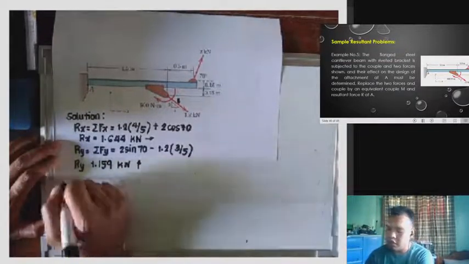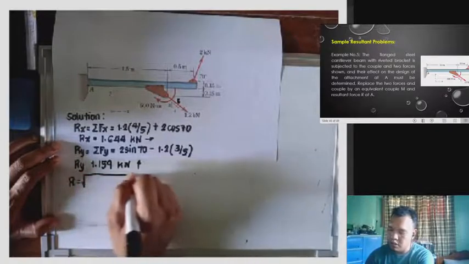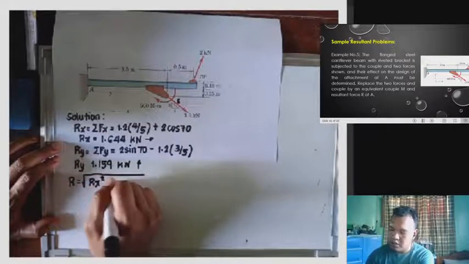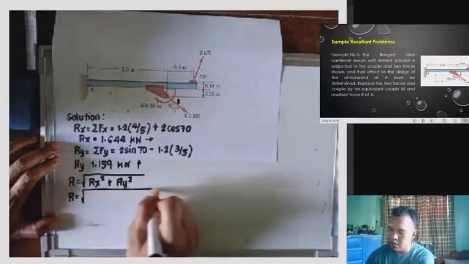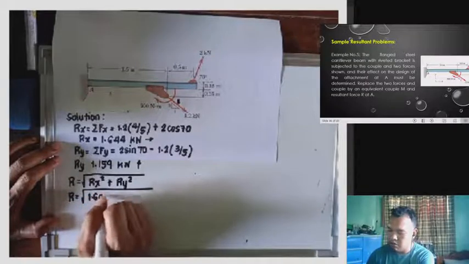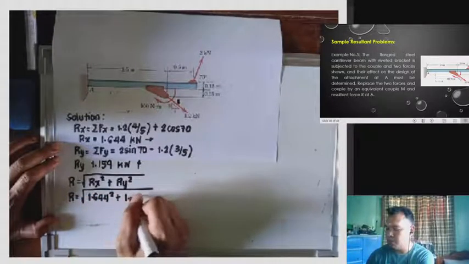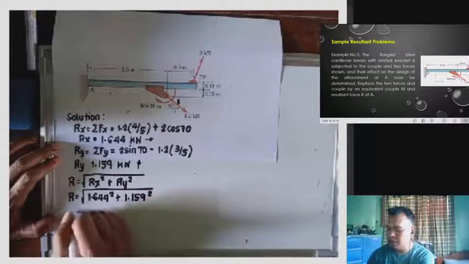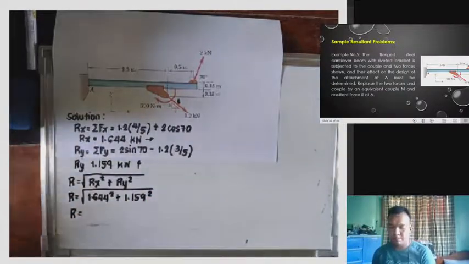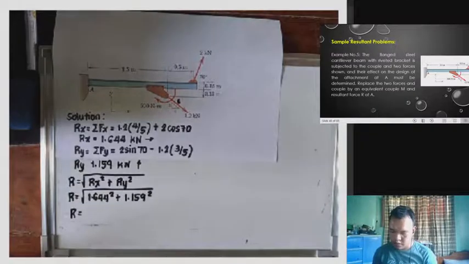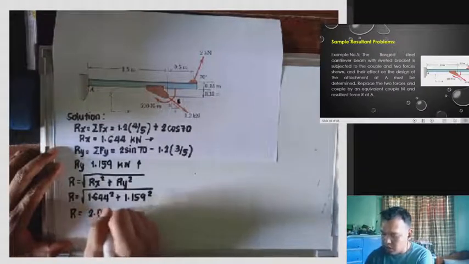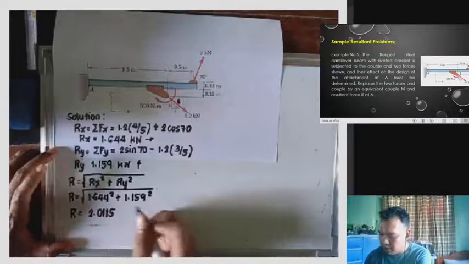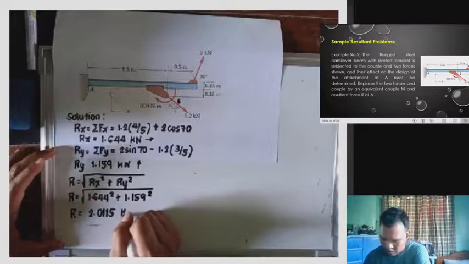So to get the value of R, R is equivalent kay square root ni Rx squared plus Ry squared. R is equivalent kay square root ni, ang Rx natin is 1.644 squared plus 1.159 squared. Therefore, R is equivalent kay square root ni 1.644 squared plus 1.159 squared. We have here 2.0115 kilonewton.